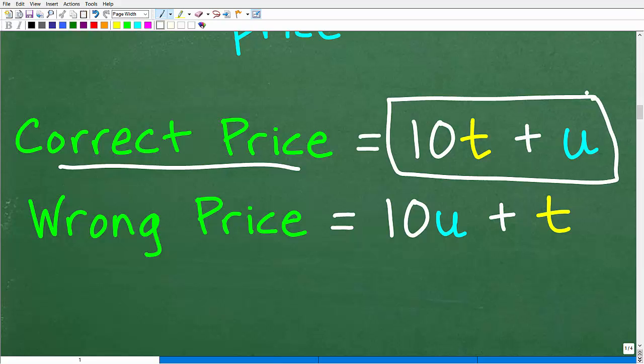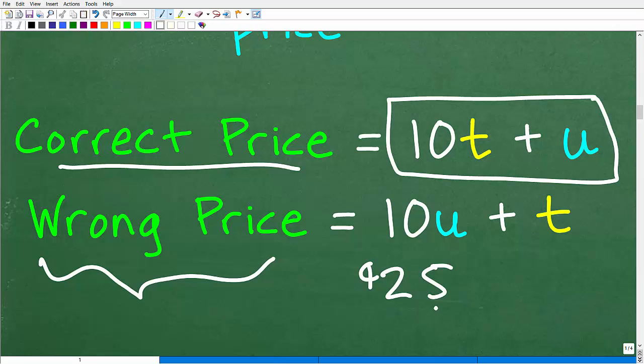Now, the wrong price is what? Well, the digits were reversed. So in our 25-cent example here, the units digit becomes the tens digit. So this is going to go over here and be multiplied by 10, and then the tens digit becomes the units digit. So if we have the wrong price, we're going to flip the digits, but algebraically, that means our units number is going to be multiplied by 10, and then our tens value is over here as the units or ones digit. So this part of the problem you really have to think about.